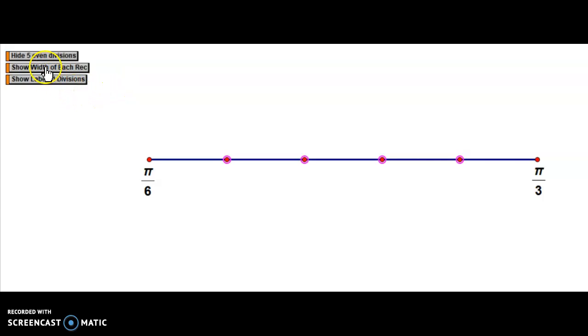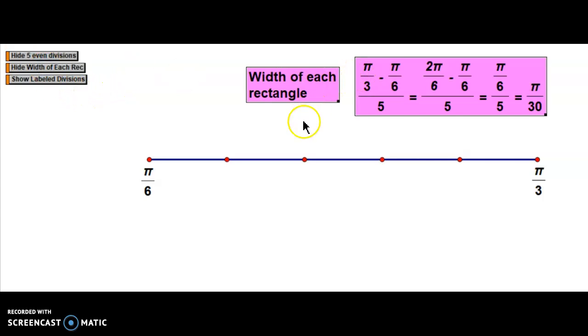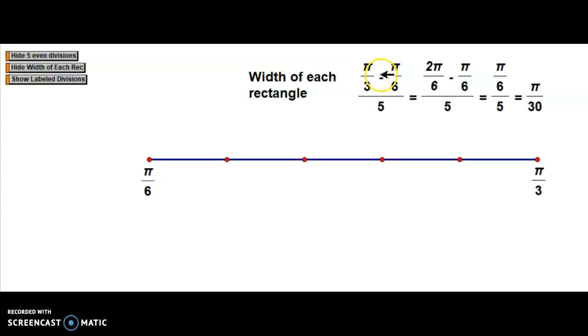What are those? Well, you got to figure out what the width of each rectangle is, right? There's the total width of the interval. The distance between pi over 3 and pi over 6 happens to be pi over 6 long. We're dividing it 5 times, right? So just some algebra here. Pi over 6 divided by 5 is pi over 30, right? So this distance right here is pi over 30.